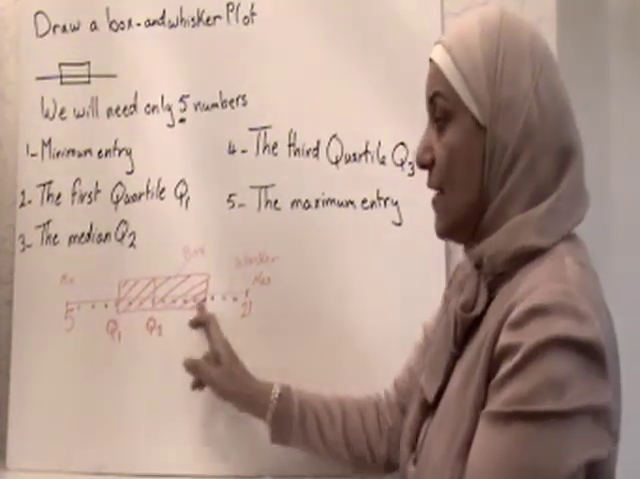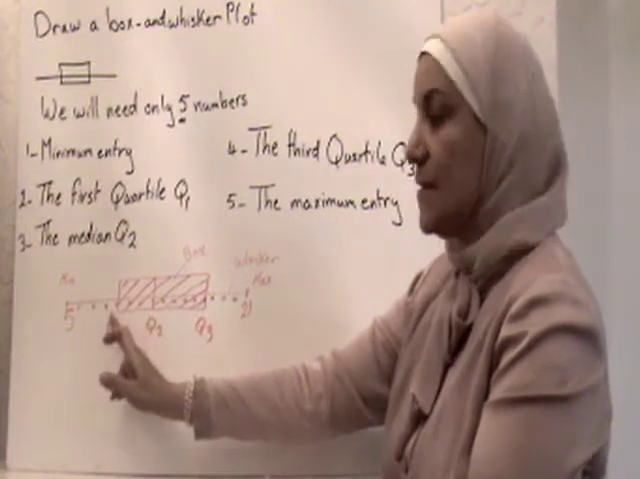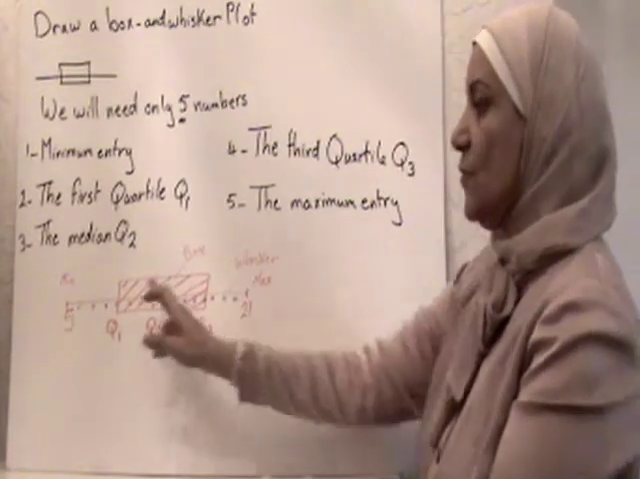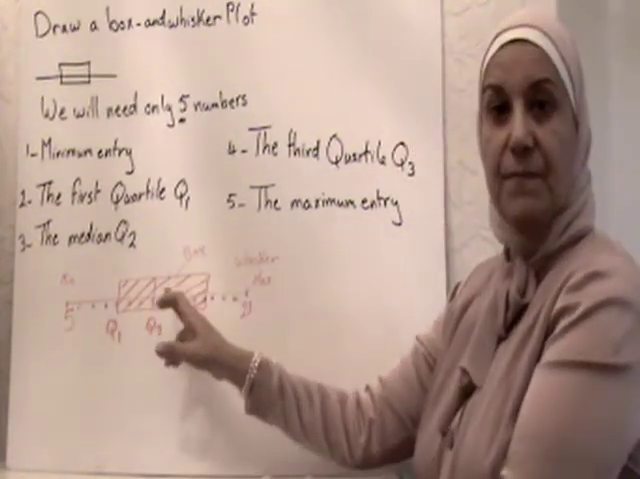The interquartile range is going to be the box. The minimum and the maximum are going to be the rest of your whisker.